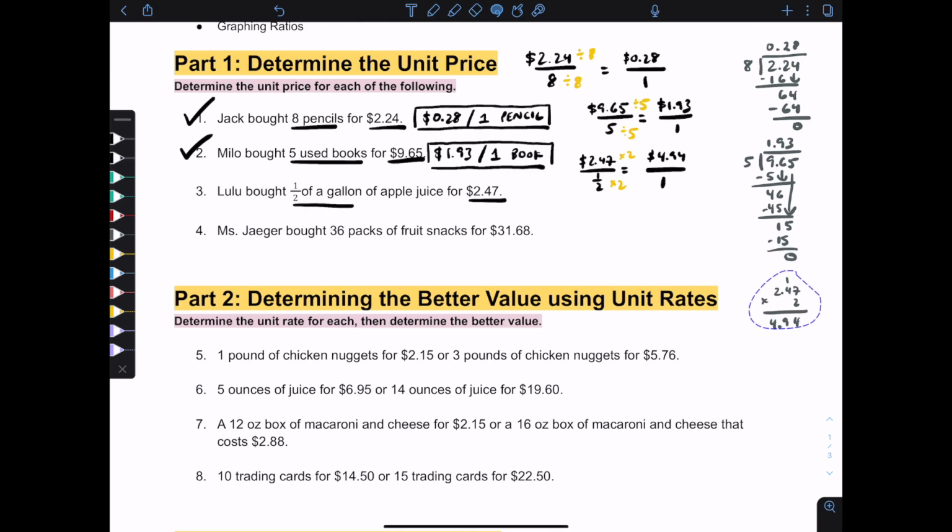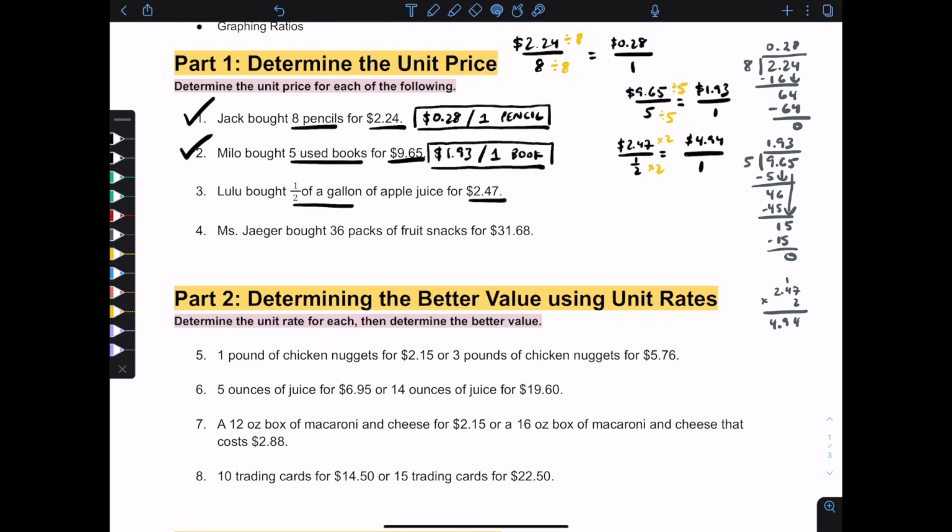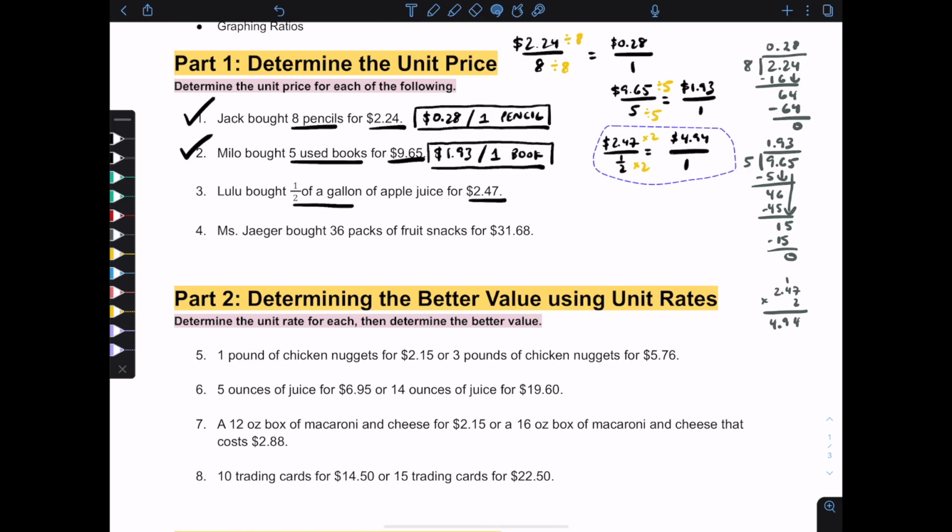Oops, what am I doing? Okay, so where can I write this answer? Maybe I'll move this up a little bit. And I'll move these out of the way as well, just to create a little bit more space. Okay, so I'll say here that this is going to be $4.94 for 1 gallon, or per 1 gallon of apple juice.